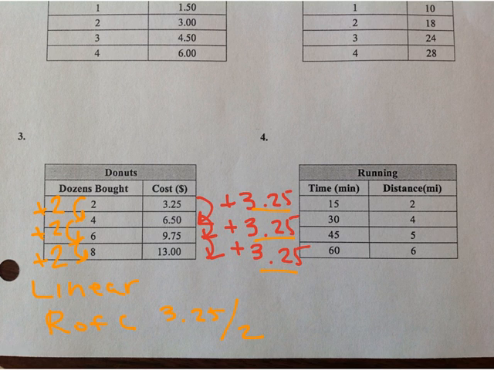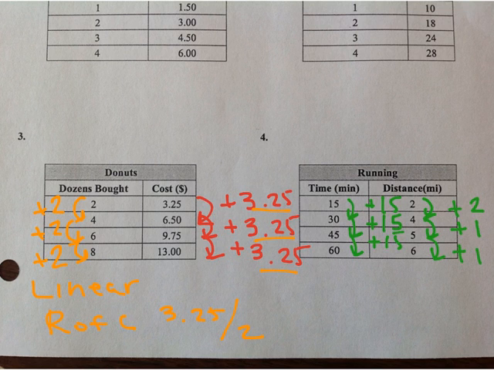Our last example is about running. And we've got time in minutes as it relates to distance in miles. If we take a look over here, we've got going from 15 to 30. To go from 15 to 30, you'd add 15. To go from 30 to 45, you'd add 15. And to go from 45 to 60, you'd also add 15. All right, let's look at our y values on our distance side. So to go from 2 to 4, we would add 2. To go from 4 to 5, we add 1. And 5 to 6, we would also add 1.